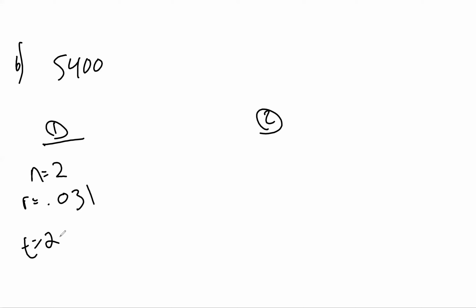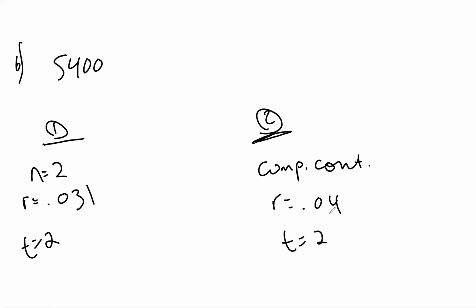The second option is a bank that compounds continuously. So we'll jot that down. Compounds continuously, and the rate is exactly 4%. And again, time is going to be 2. And in each of these instances, the amount of money that you're putting in is still 5,400. So your P value is still 5,400.